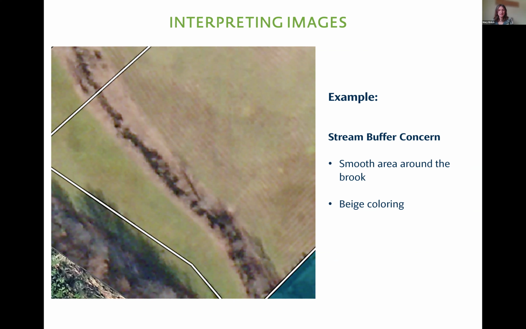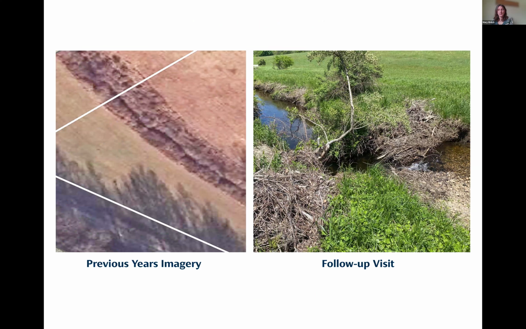So in this one, you can see on the southern end there that it looks like there's vegetation. On the northern end, it looks like there's not. And looking at the past images kind of confirms that. So I contacted the landowner and I went out there, and this is what I saw.